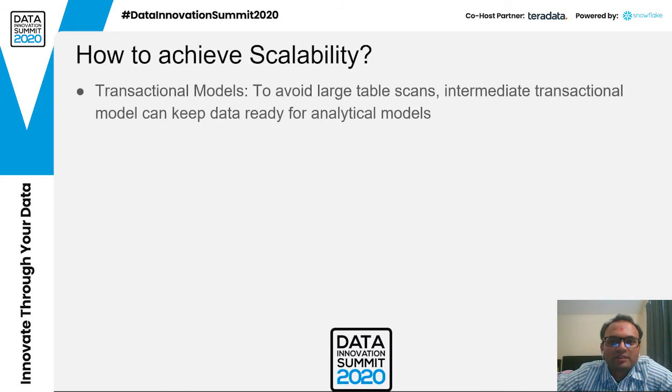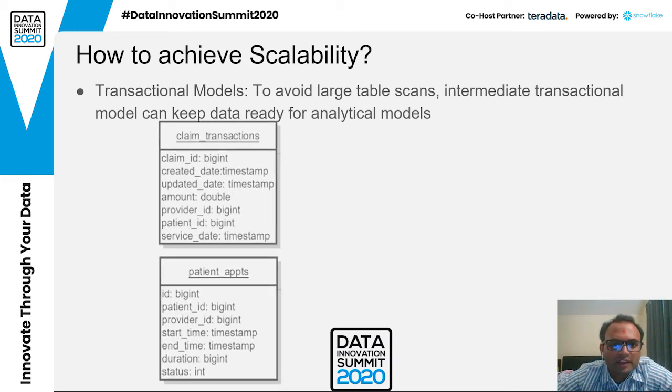Next is transaction models. Transaction models are useful to keep all transactions in a unified model, and that is to avoid large table scans, and intermediate results are already ready for the downstream models. For simplicity, we are using the same examples shown in the previous slide.